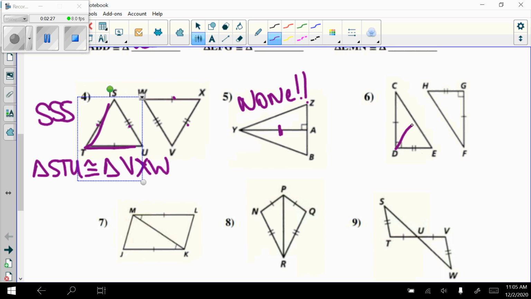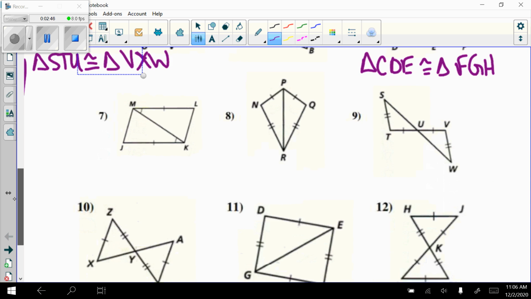So let's see, what do I have? I have a side, an angle, and a side. Side, angle, side. So this is an SAS. So then triangle CDE is congruent to triangle FGH.